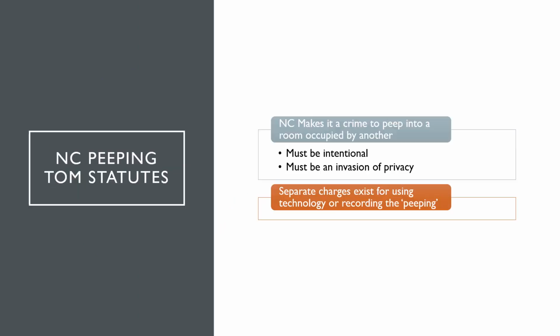So North Carolina has our peeping Tom statutes. It is a crime to peep into a room occupied by another if you do it intentionally as an invasion of privacy. And if you record this, if you use technology to do it, or if you make a recording, it's a separate charge in North Carolina.